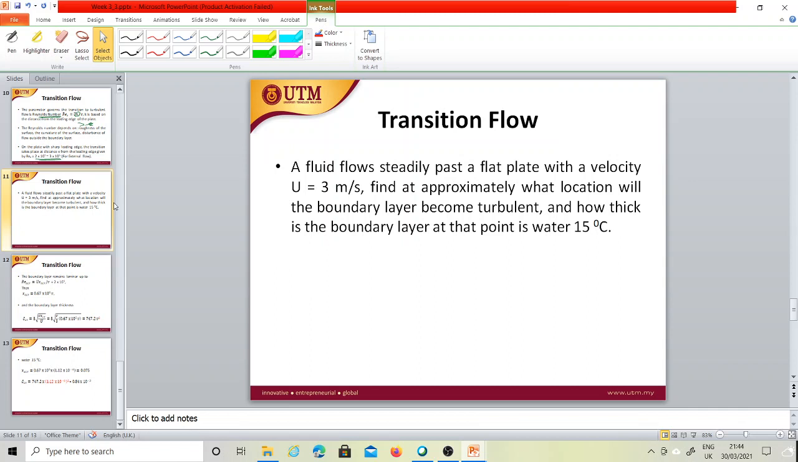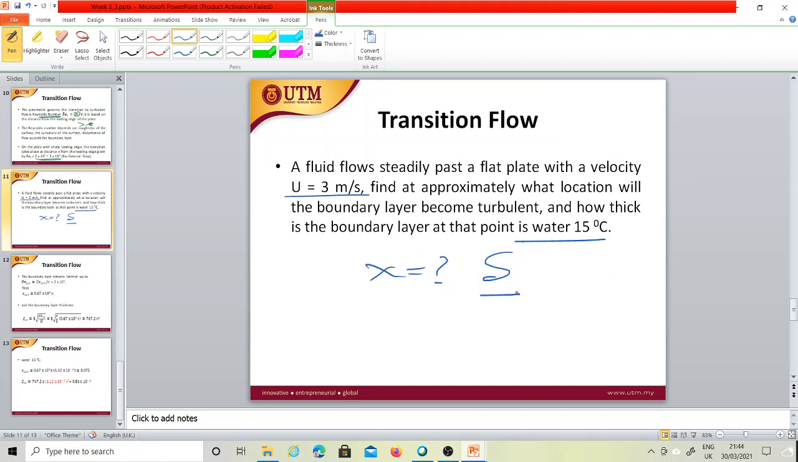These are the theoretical part, and now here is a problem. A simple problem is given for you. A fluid flows steadily past a flat plate with a velocity of u. It means the free stream velocity is this much. Find at approximately what location the boundary layer will become turbulent. It means you have to find the value of x at which the laminar flow turns to turbulent flow, and how thick is the boundary layer at that point, when the water temperature is 15 degrees. What is the thickness of this? It means you also need to find the boundary layer thickness.